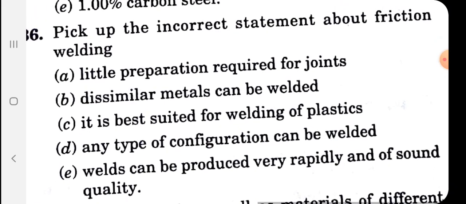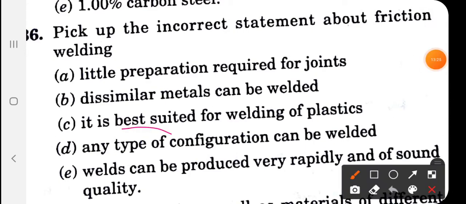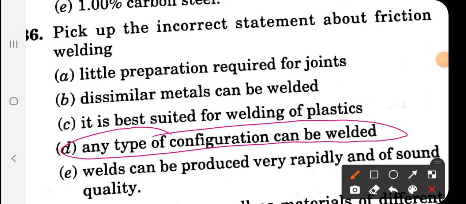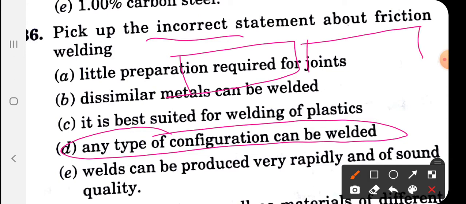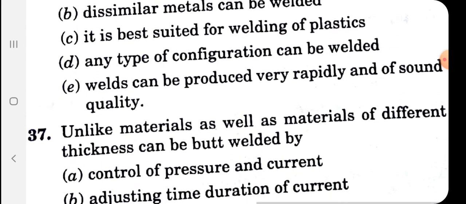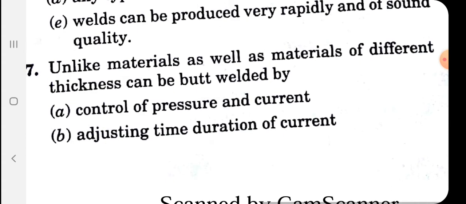Pick up the incorrect statement about friction welding. So 36 is D, any type of configuration can be welded. That is incorrect. Only axially symmetric objects can be welded in friction welding, like two pipes which can be joined end to end.